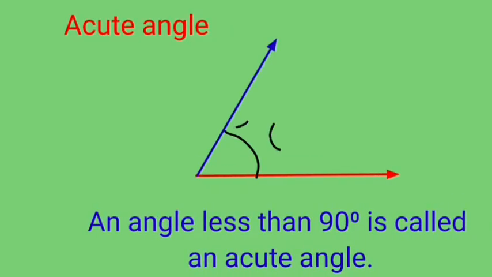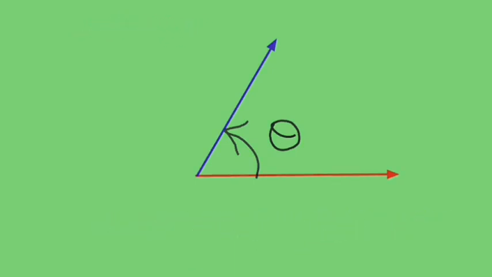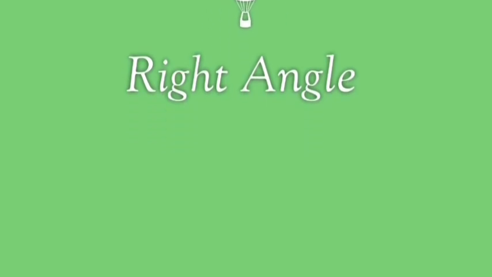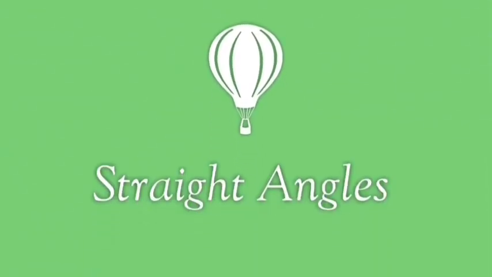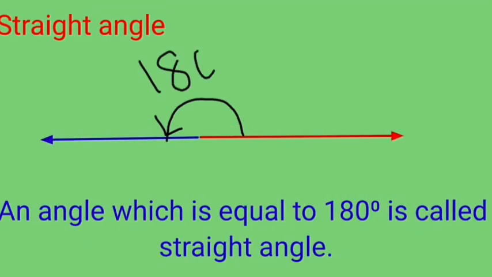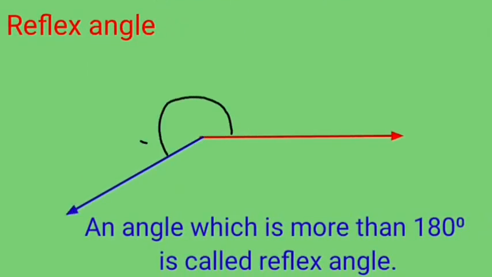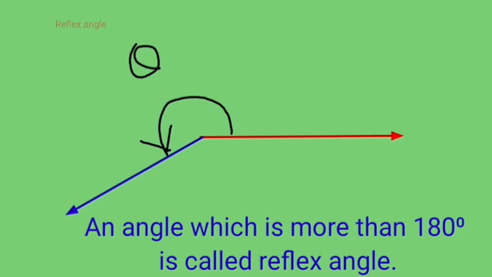An angle less than 90 degrees is called an acute angle. An angle which is equal to 90 degrees is called a right angle. An angle which is equal to 180 degrees is called a straight angle. An angle which is more than 180 degrees is called a reflex angle.